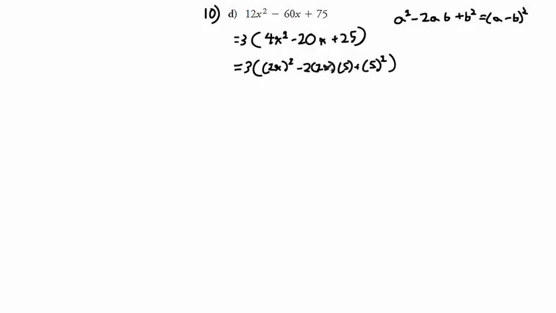So look at this middle term and look at this middle term. They're the exact same thing, right? Minus 2 times 5 times 2x is minus 20x. So we just clarified that this takes the form of this.